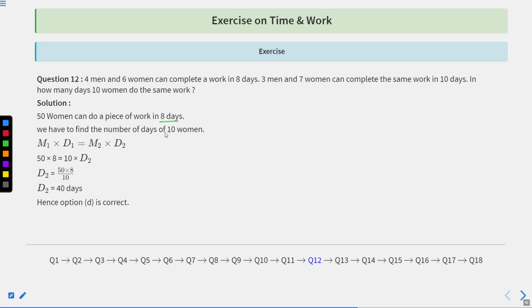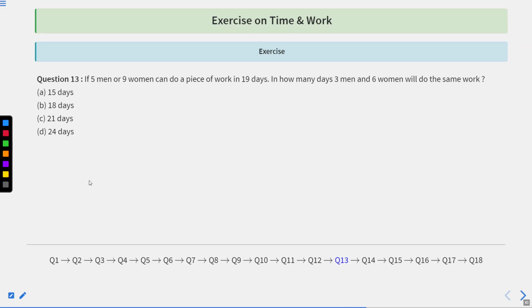So we have to find the number of days for 10 women. So it will be M1 D1 equal to M2 D2, that is 50 times 8 equal to 10 times D2, that is D2 equal to 40 days. So the correct option here is option D.